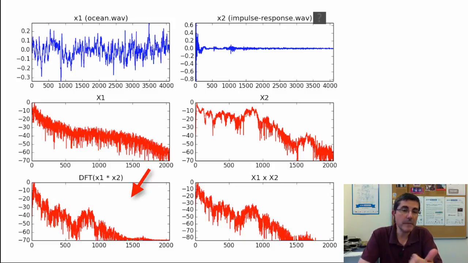Basically that means that filtering can be accomplished both in the time domain by convolving two signals, or in the frequency domain by multiplying the two spectra. And that's quite a convenient property that we can take advantage of in the DFT.